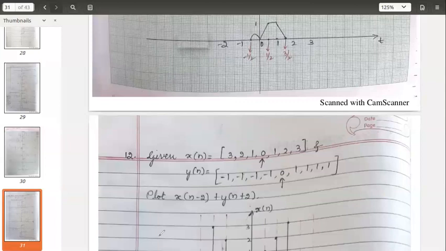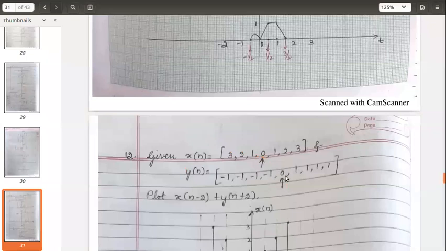This is a question paper problem. Given x of n and y of n, we are now dealing with discrete time. Here they have not given you any signal directly. Instead of signals, observe here some values are given to you and some direction is given here. Can anybody tell me what does that mean? What do you mean by this direction? Anybody, you can guess it.